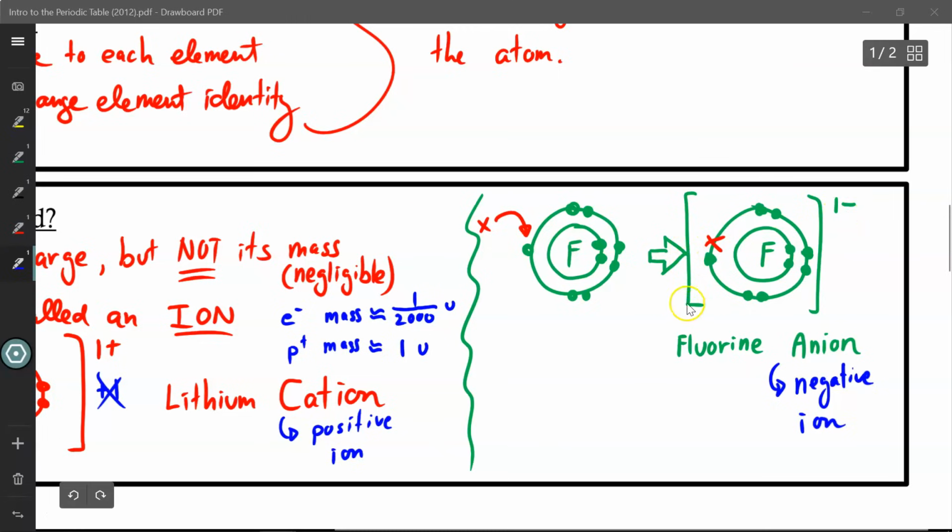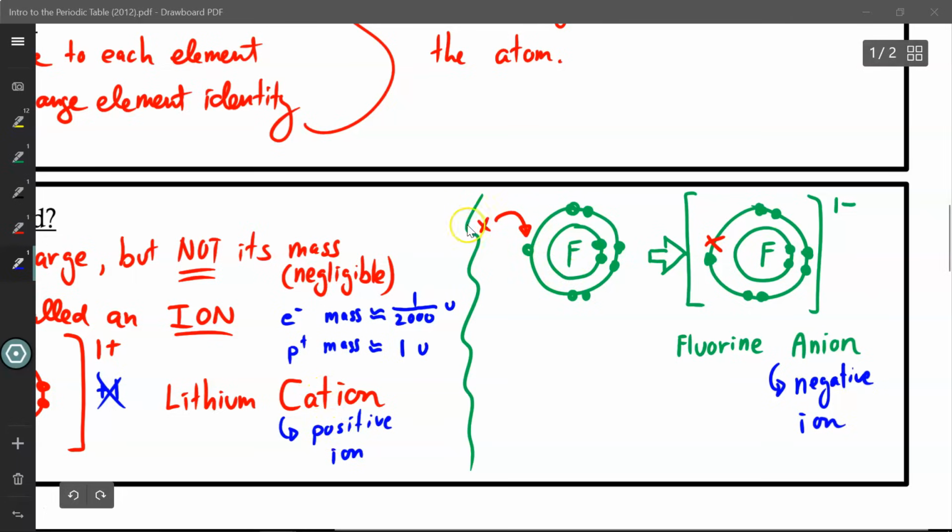We also put square brackets around it to show that it's no longer the original fluorine atom, but now it's a charged ion. In this case, because it's a negatively charged ion, we say it's a fluorine anion, where anion means negative ion. So remember, cation, positive ion, anion, negative ion. I memorize this because the T looks like a positive symbol.